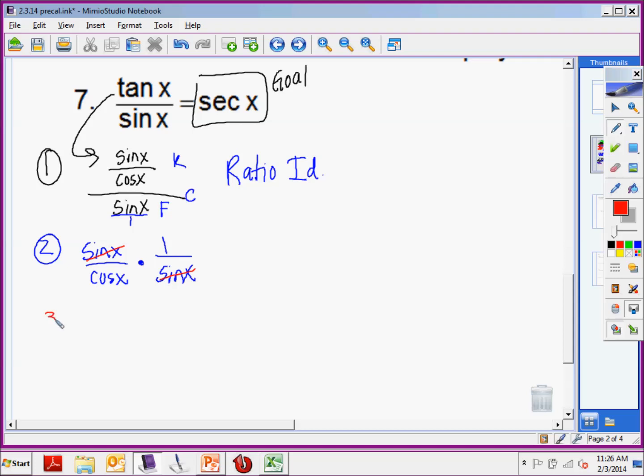Okay. So step 3 is the simplified form of this. Step 3, I have 1 over cosine x, and what does that equal? That equals secant x. Oh my goodness, we proved it. And what's the reasoning? Reciprocal identity.